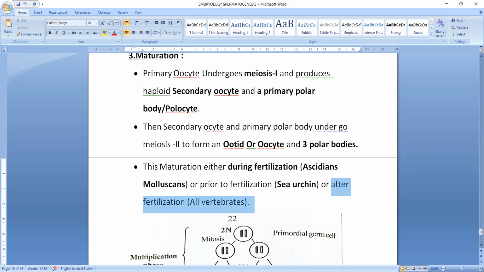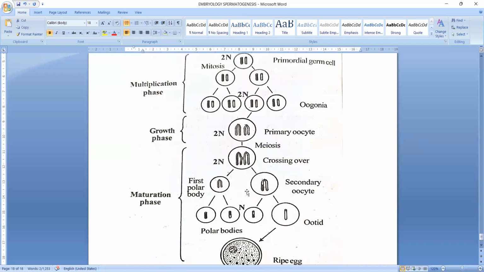So after fertilization, where does it stop, at which stage? In the female body, before fertilization, at this stage this secondary oocyte waits for the spermatozoa. When a spermatozoon comes and fertilizes this secondary oocyte, another maturation division takes place immediately.